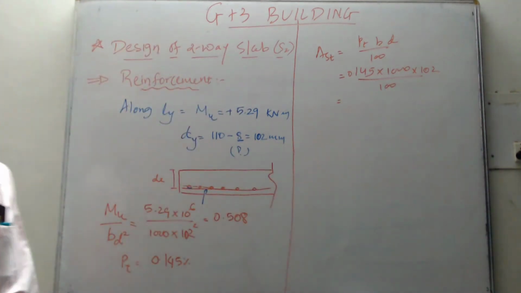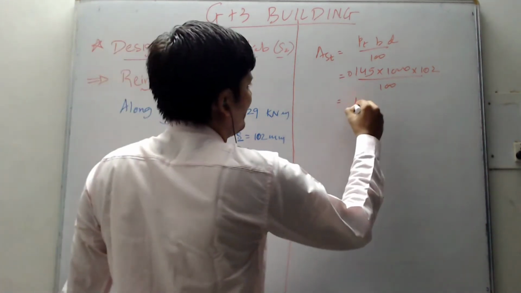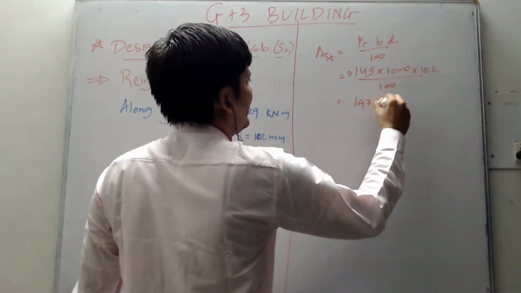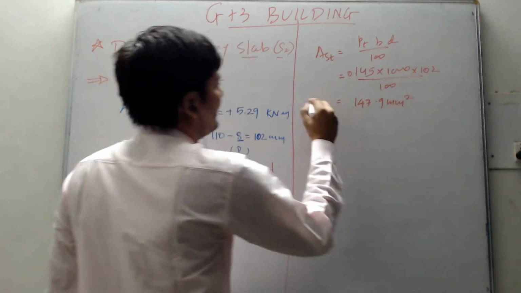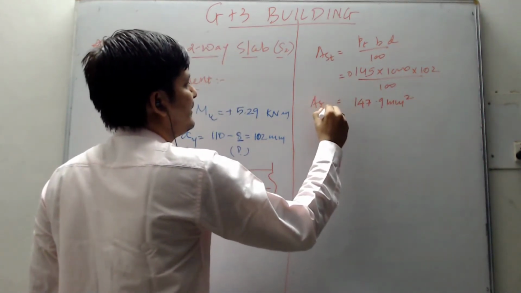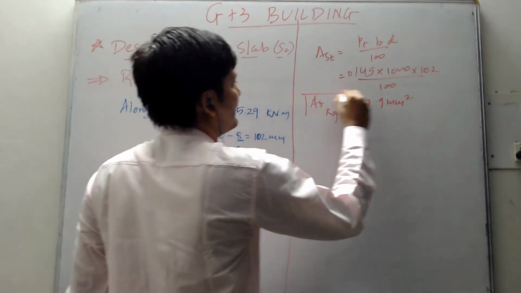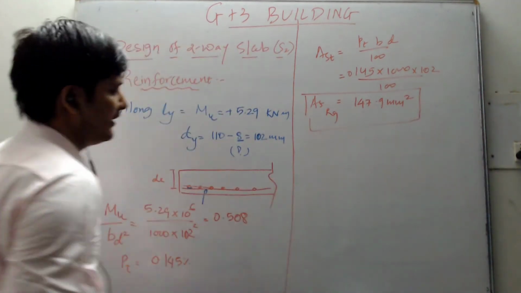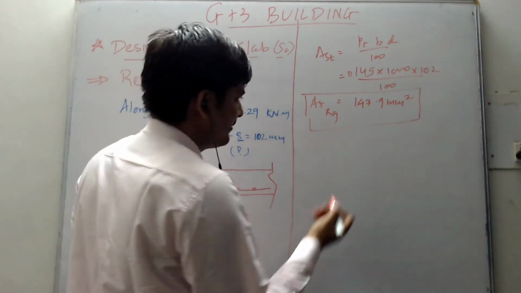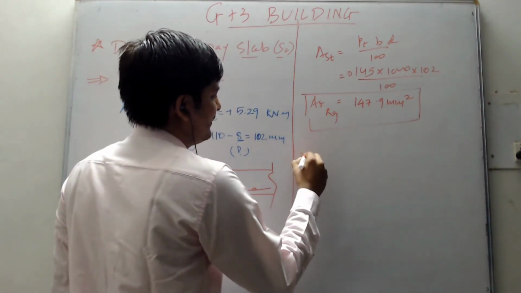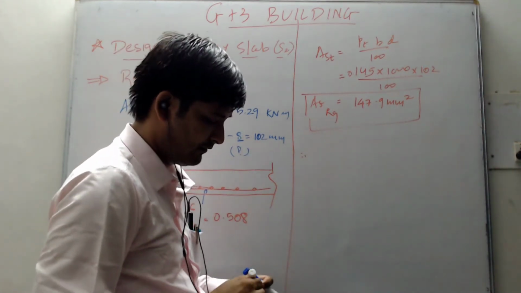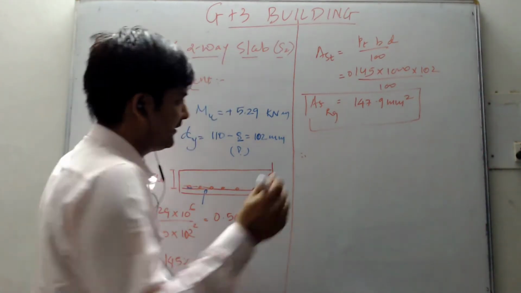So if you calculate this value, I am getting my value as 147.9 mm square. This is again AST required. So again we need to go to SP16, table number 96, and we need to write down from there. So I have already done it, so let me write down.